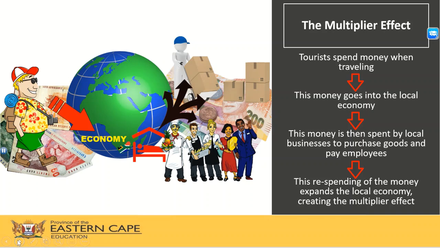And what happens is the money is then respent. The money that gets paid to purchase goods and to pay employees gets respent within the local economy, and that is what ends up creating the multiplier effect. So for example, the chef would consider taking his children to the movies because he has a little bit of extra money. The manager could perhaps consider taking his family on a holiday. And so that is an example of the multiplier effect, how the money filters down through the economy.